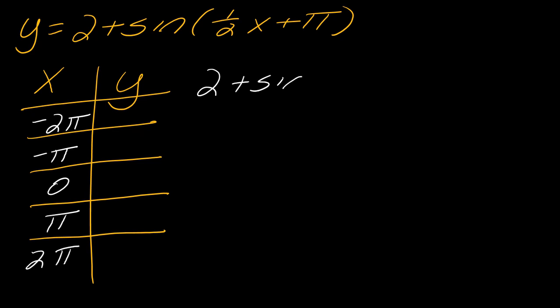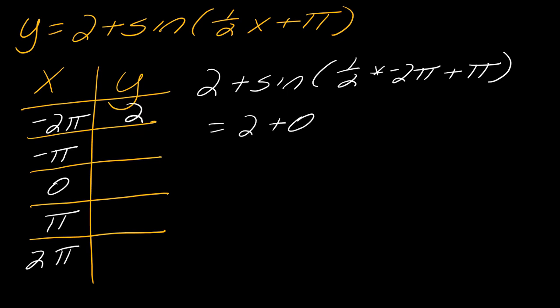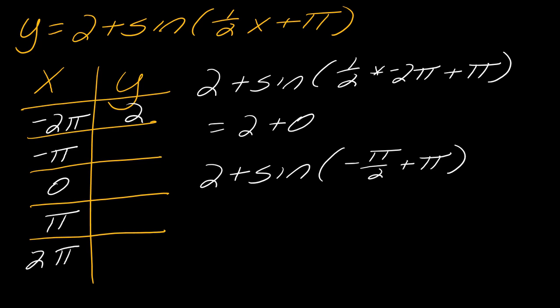So I've got 2 plus sine of 1/2 times negative 2 pi plus pi. So this is going to end up giving me sine of 0, and I know that sine of 0 is equal to 0. However, don't forget about that 2. So first point here is going to be 2. And then I plug in negative pi. So let's see, I'll just write this as negative pi over 2 plus pi. So this becomes sine of pi over 2, which is equal to 1. So this is going to be 2 plus 1, so this equals 3.